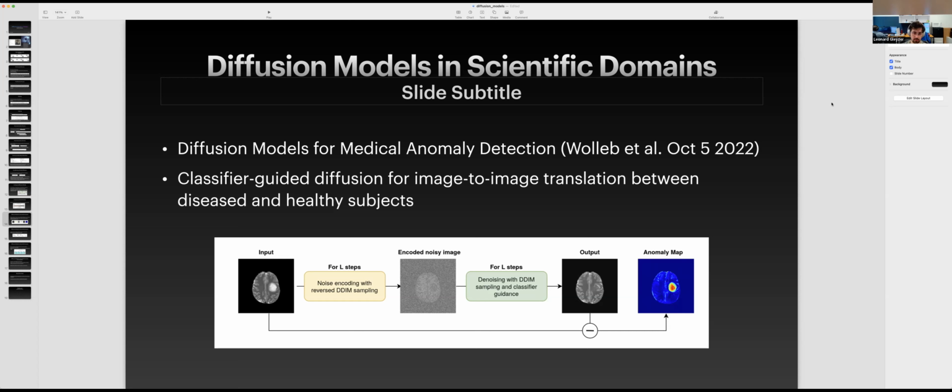Now, this is a very general framework. It doesn't only have to be in medical imaging. For any sort of anomaly detection, it seems you can add noise, then use the diffusion model to remove the noise and compare the before and after to get an anomaly map. I find this a very interesting use of diffusion models.